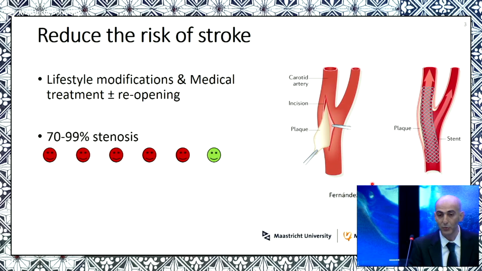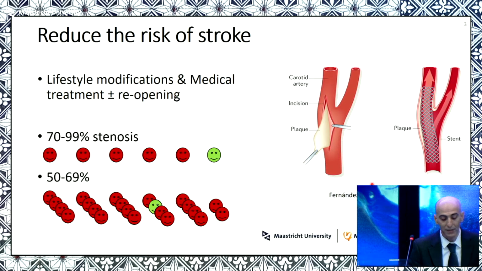Based on the results from two large randomized controlled trials more than 20 years ago, reopening the carotid artery in cases of 70 to 99% narrowing can prevent 1 stroke out of 6. So for those with 50 to 69%, we need to perform the surgery on 22 patients in order to prevent 1 stroke. However, for patients with less than 50% narrowing, there is no additional benefit from these procedures.